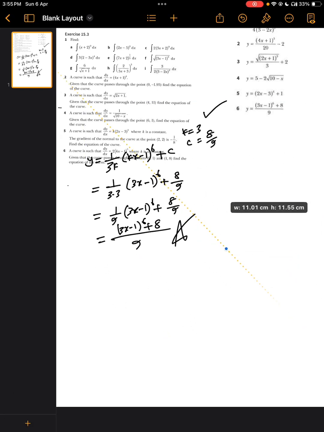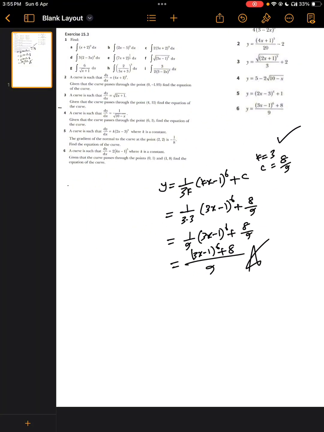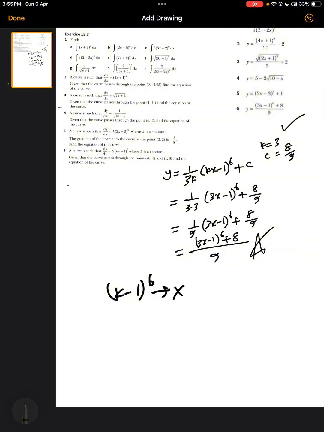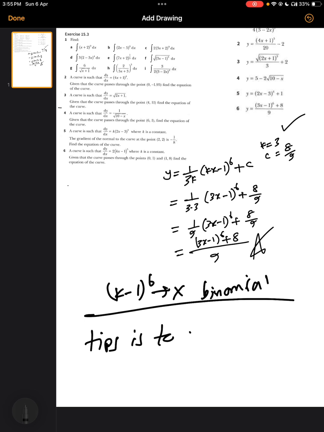Now my tip is that, guys, if you want to solve (k minus 1) to the power 6, please do not do it by binomial. The tip is to use the trial and error method.